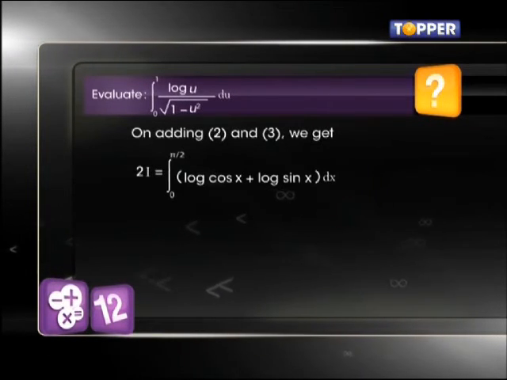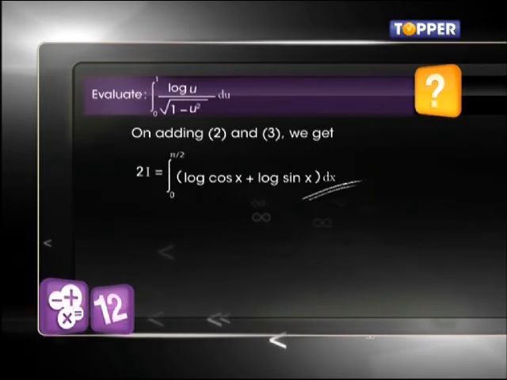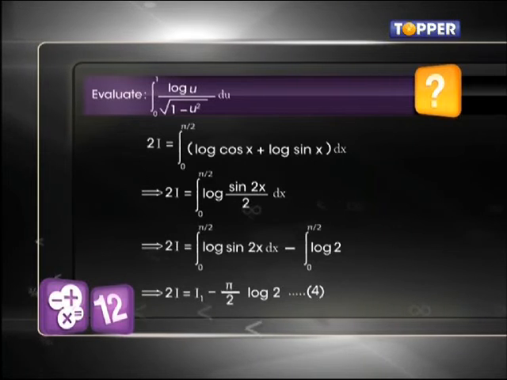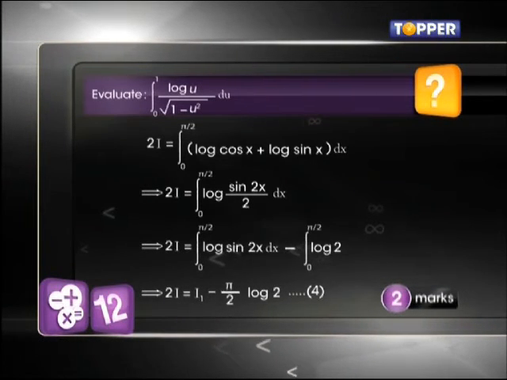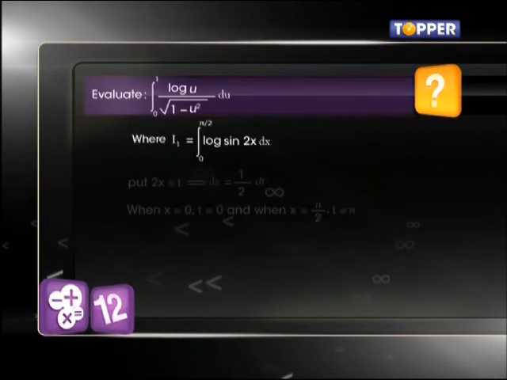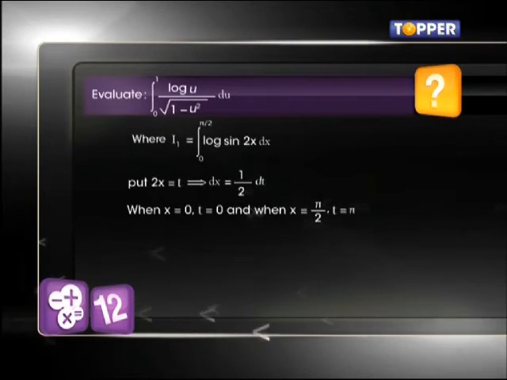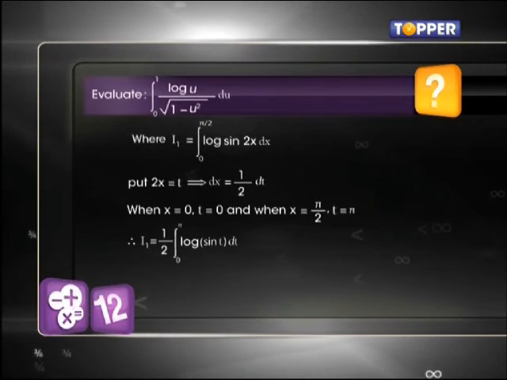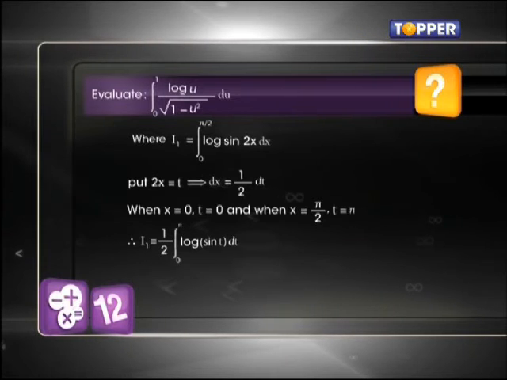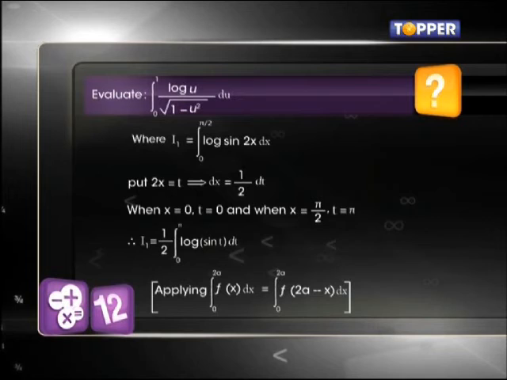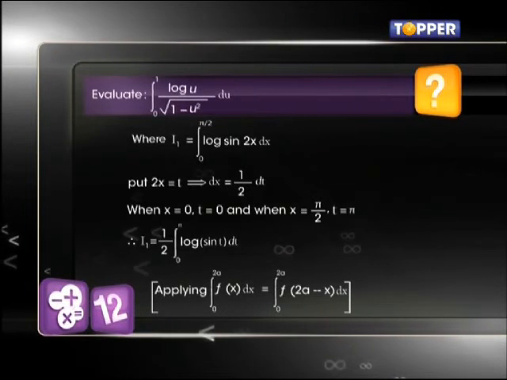Next, add equations 2 and 3 to get 2I is equal to the definite integral of log sine 2x minus log 2 at the limits from 0 to pi by 2. Now, let the definite integral of log sine 2x at the limits from 0 to pi by 2 be I1. Here use the substitution method once again and put 2x is equal to t, implying that 2 into dx is equal to dt. Please note that the limits will be changed from pi by 2 to pi.